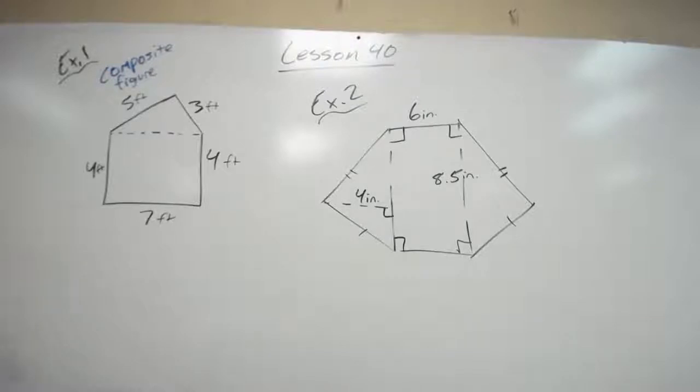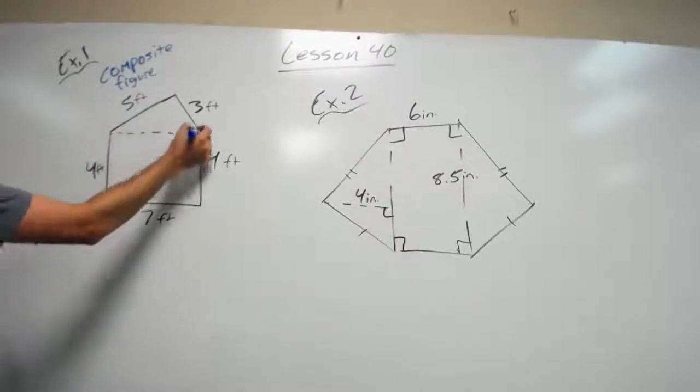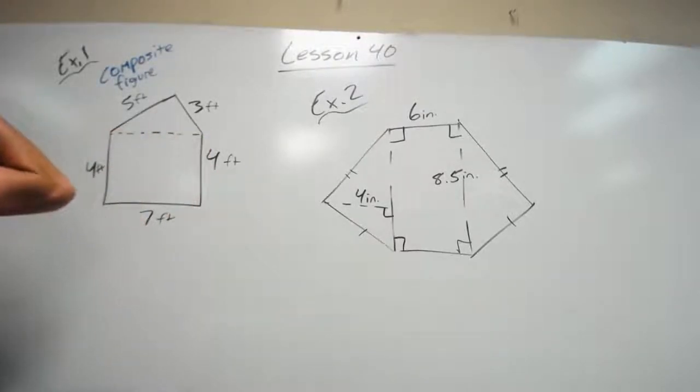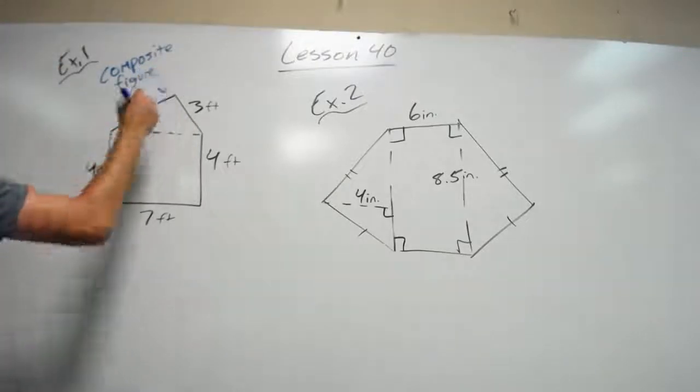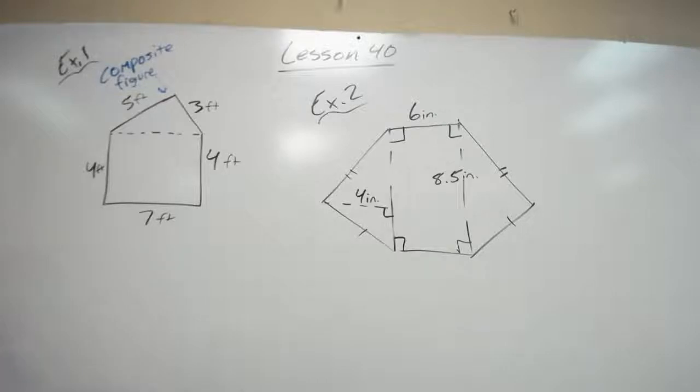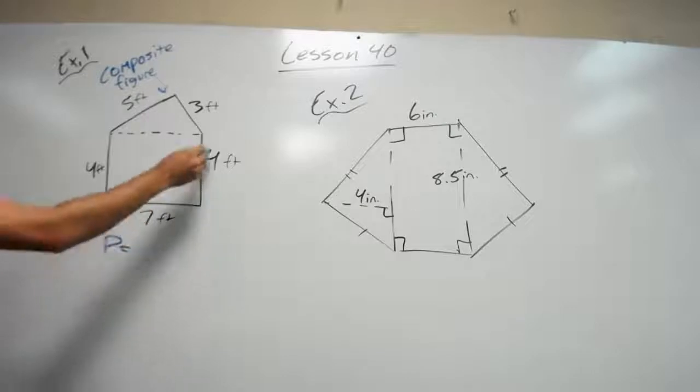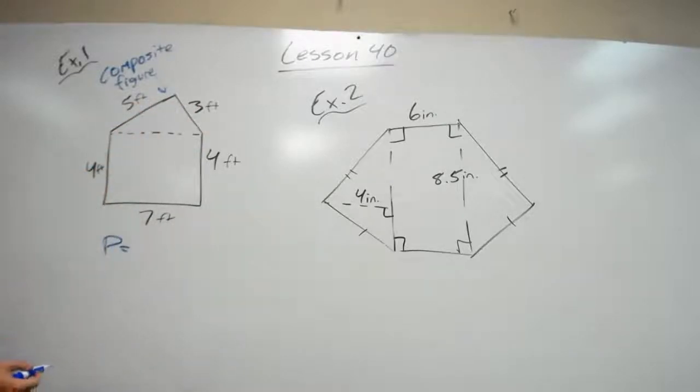So for example, we have a rectangle here and a triangle here. So this would be an example of a composite figure. And this one's very basic. I was just showing you what a composite figure is. But if it says to find the perimeter, like it does in example 1, you would just add all the sides. It's just a weird irregular shape.